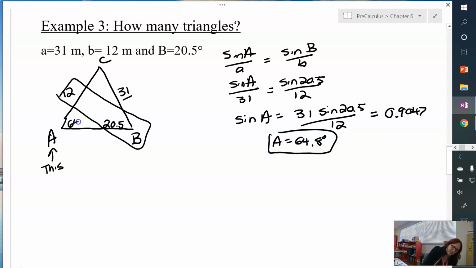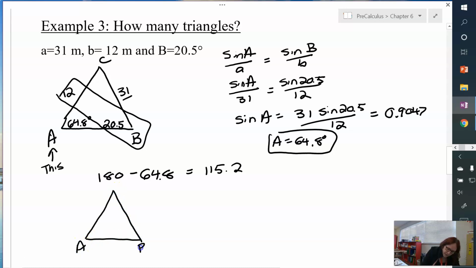So now 64.8. Do I have one triangle? Yes, I do. Next question, do I have another triangle? Well, let's go ahead and find the supplement. So 180 minus 64.8 equals 115.2. Now the original angle that I was given for angle B is 20.5. So let's see if that works.